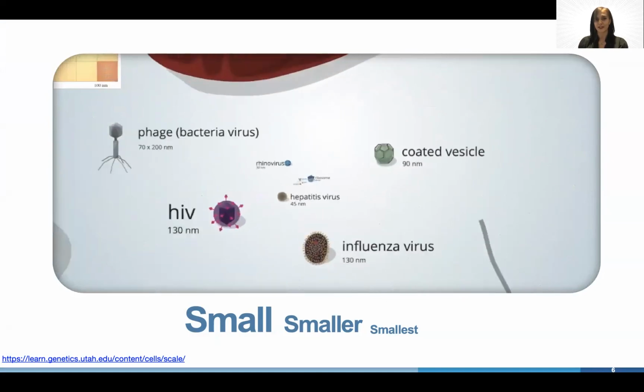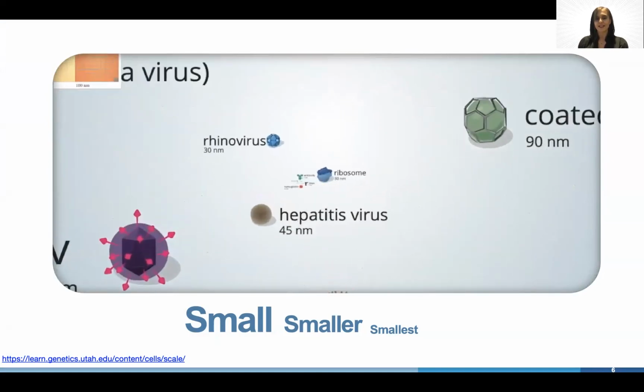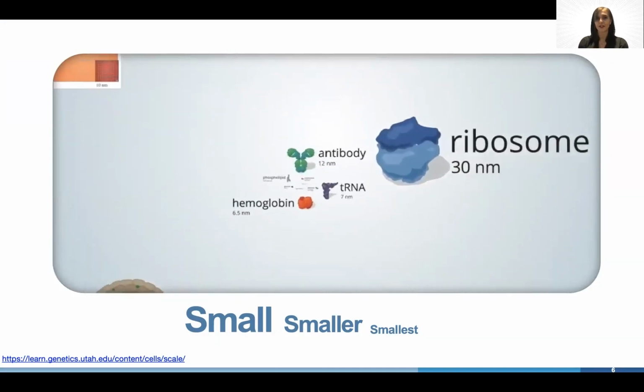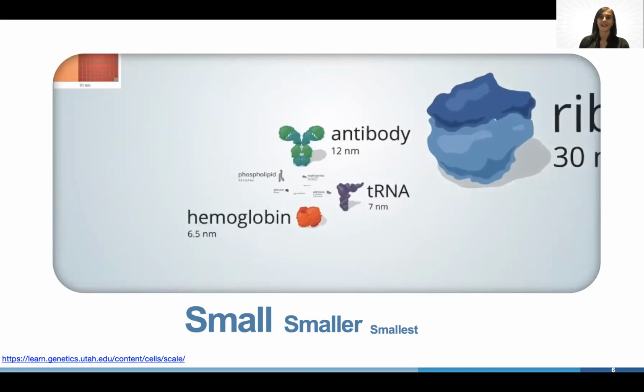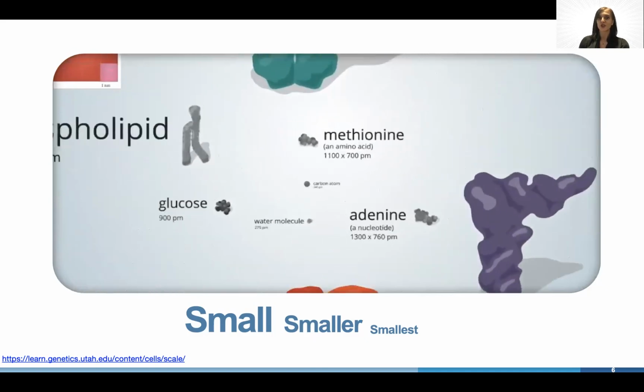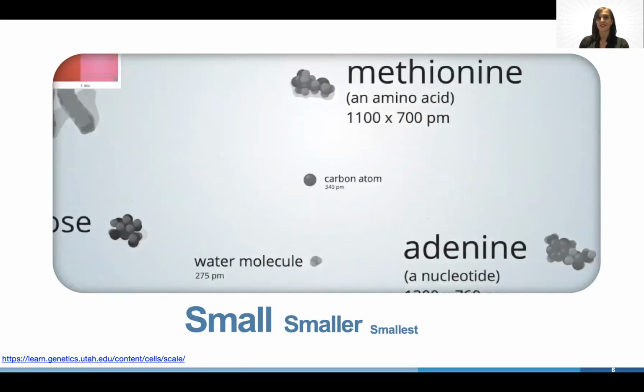They're on the nanometer scale. And smaller we go. Here you'll see an antibody. We'll come back to those later because those are very important in the fight against bacteria and viruses. Down to glucose, which is sugar, water molecules, and even carbon.